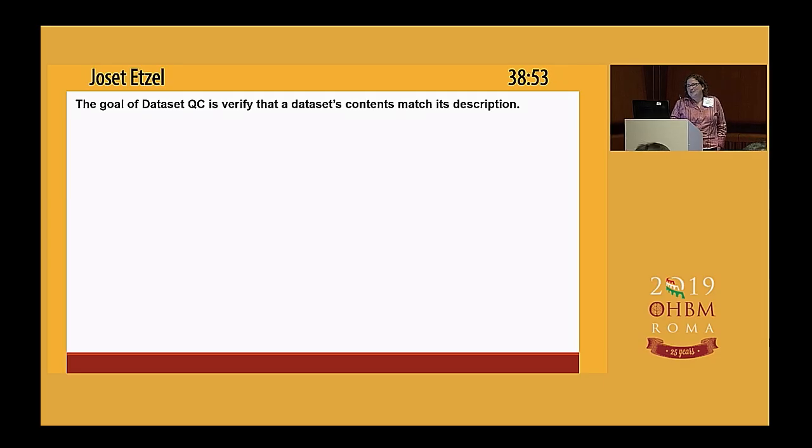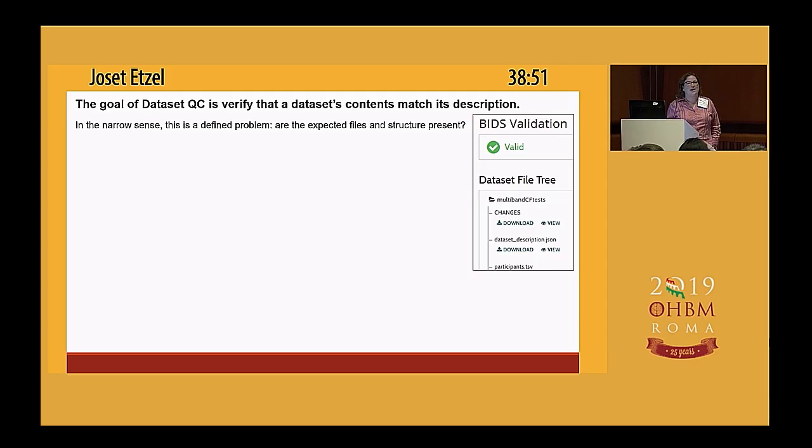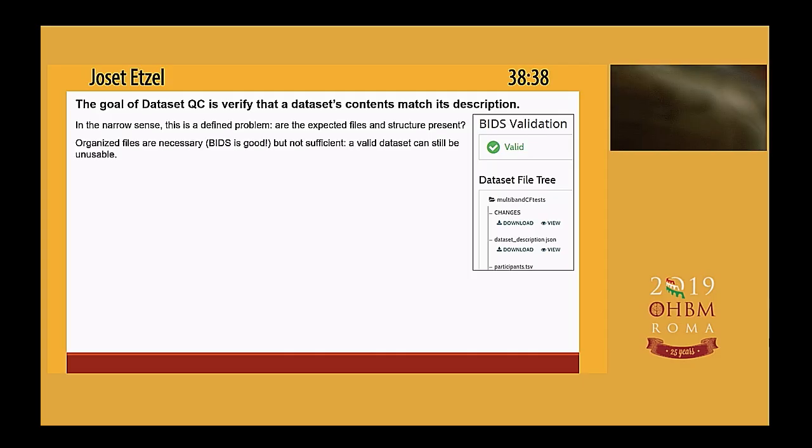At the first part, you might be saying, why do I even need to talk about dataset quality control? This is a solved problem. Just run BIDS or the BIDS validator or something else like that. If you have the files, everything's good. And BIDS is very good. Don't get me wrong, I'm a very big fan of BIDS, but it's not sufficient. You can have a valid dataset according to BIDS or a program like it, where everything's in the right format, that's still unfortunately unusable.